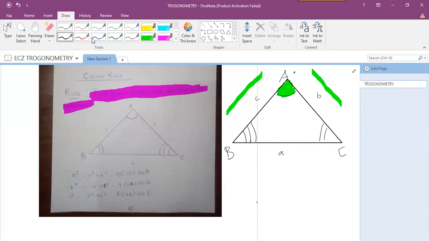How do I do that? I follow it like that. a squared is equal to, then you go to the two given sides, c squared plus b squared minus 2, you multiply them, cb, then you say cos A, where the angle has come from. So from here, you define the cosine rule from this side.